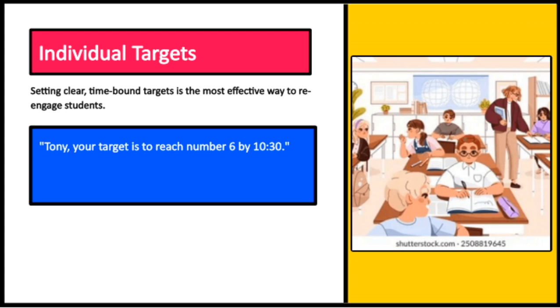This approach ties into the broader theme of individual targets because it personalizes the learning process. Each student benefits from having a clear goal that's tailored to their progress. It keeps everyone accountable and helps them measure their own success. So remember, when you give students a clear target with a deadline, you're not just telling them what to do. You're guiding them to take ownership of their learning and stay engaged.